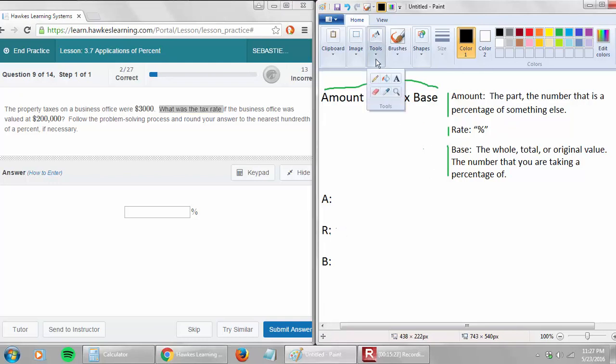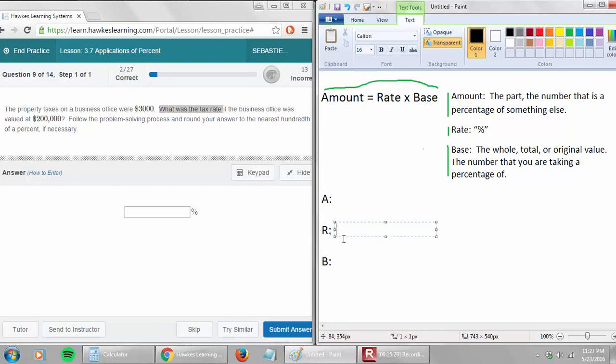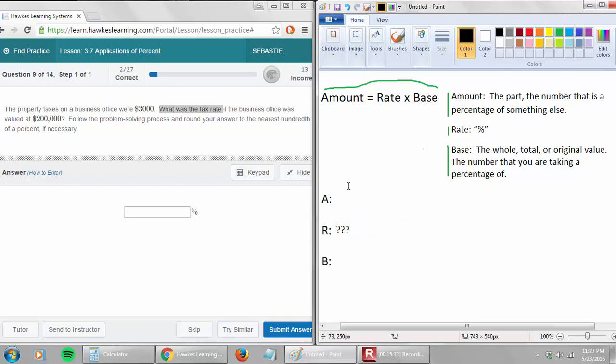So here, in this particular case, my rate is the unknown. That's what I'm trying to find. Well, that's different from the previous ones where I was always finding the amount. Now the other two numbers, the 3,000 and the 200,000, are going to be the base and amount somehow. So I have to figure out which one is which.